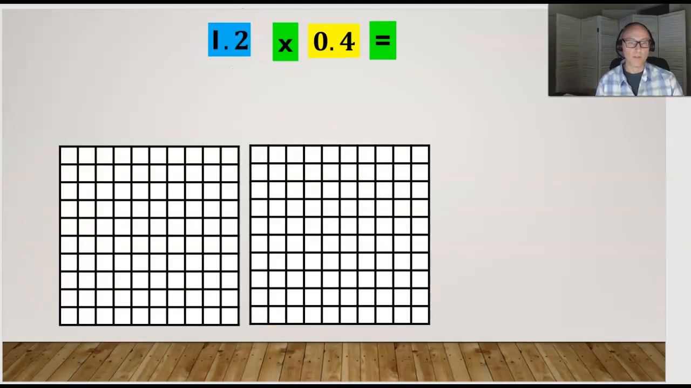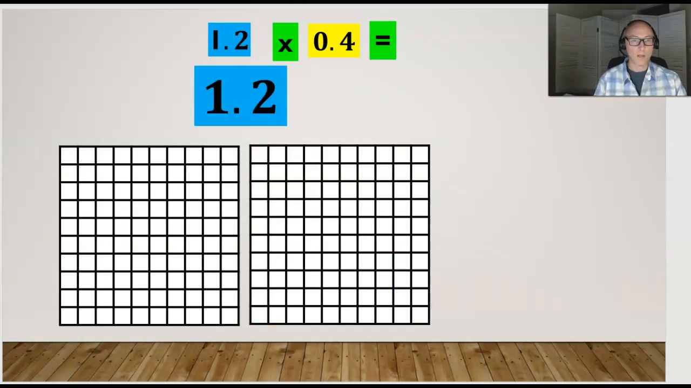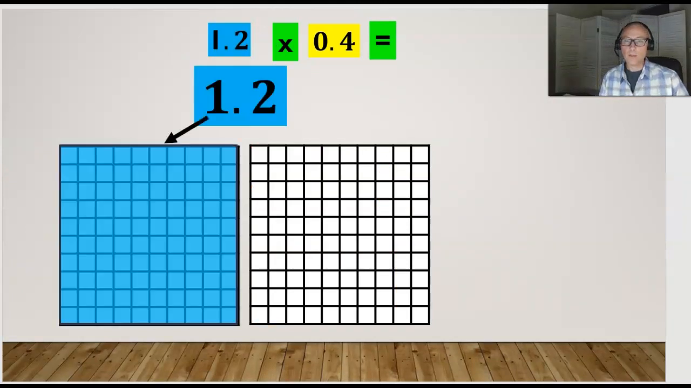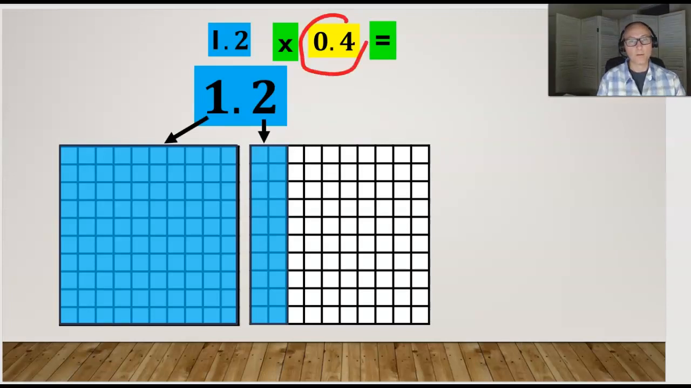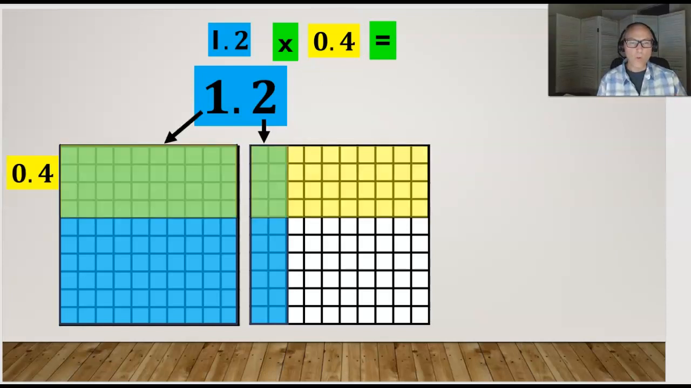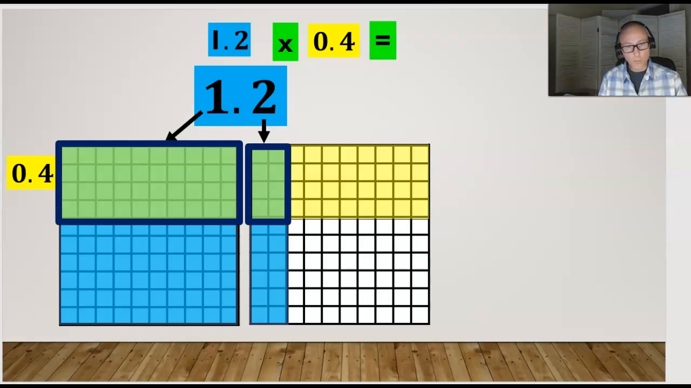But we're going to do this instead. We're going to add another board for us, and we're going to shade in the one. That's one. And then we're going to shade in 2/10 of the next board. Now, what do we got left? We got this 4/10. We're going to take the horizontal 4/10, but we're going to go all the way across. Now we can find out our overlapping and add up all these things here.